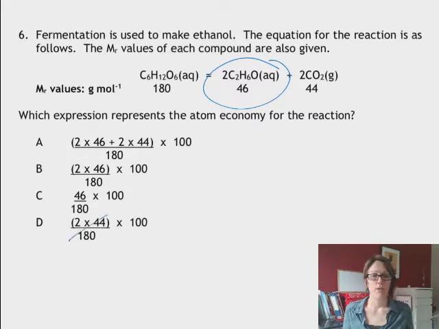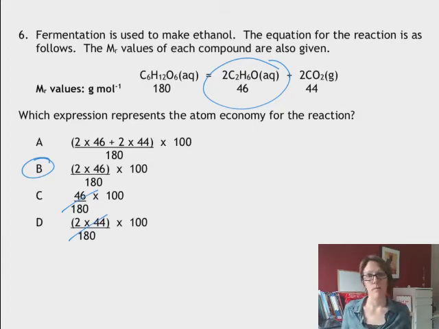So I can already cross off C and D because they don't include the number 46, or rather they don't include 2 times 46. And then it's only ethanol that's useful. The CO2 is not used for anything, so my answer is B. So I'm not including the 44 in that. It's over 180 because 180 is the total mass of the product.